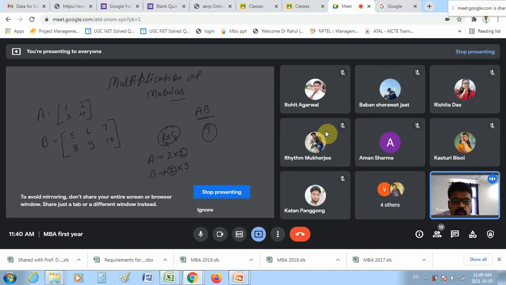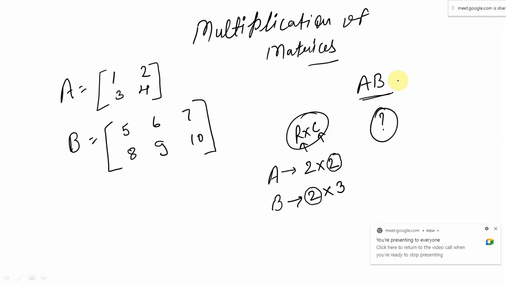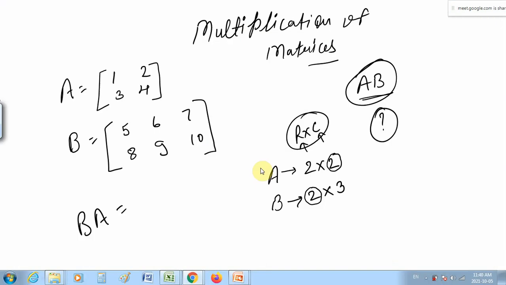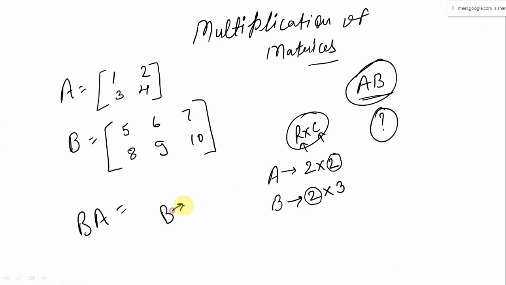So before jumping onto the multiplication, you need to check whether AB is possible or not. So multiplication of two matrices is possible only when the number of columns in first matrix is equal to the number of rows in second matrix. Like I have asked for AB. Suppose I have asked BA. So you need to check that whether BA is possible or not. So in case of BA, we'll see what is the order of B.